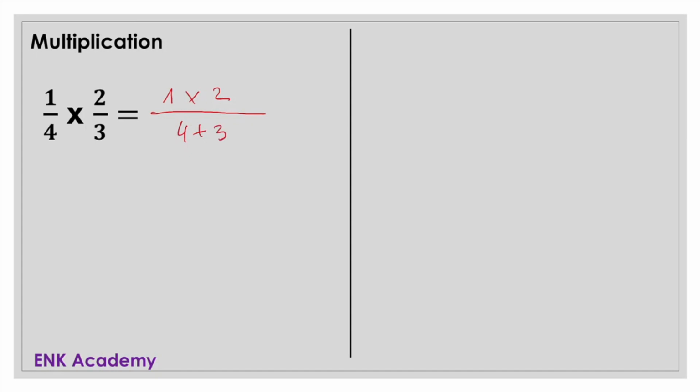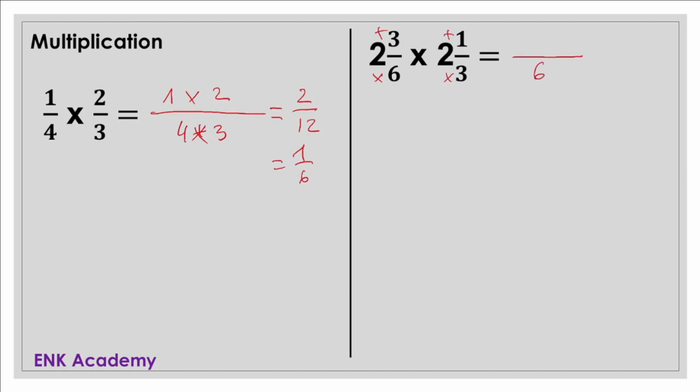the denominators. What you get here is 2 over 12, and this can be simplified by dividing by 2. We have 1 over 6. In case of mixed numbers, we need to multiply first and add, multiply and add. So we transform this one, we keep 6 down. We have 6 times 2 plus 3, multiplied by 3 times 2 plus 1, which gives us 15 over 6 times 7 over 3.